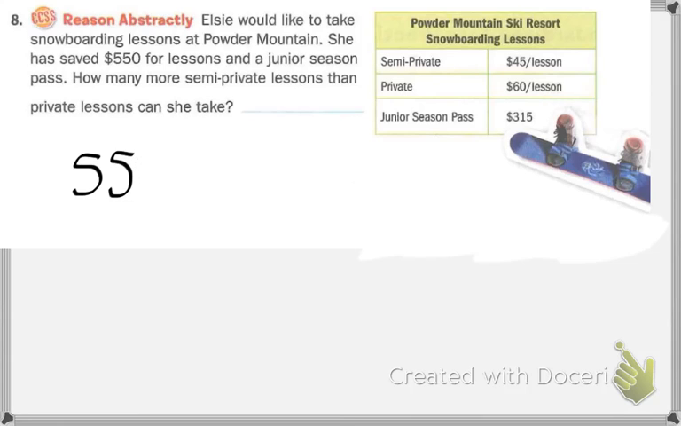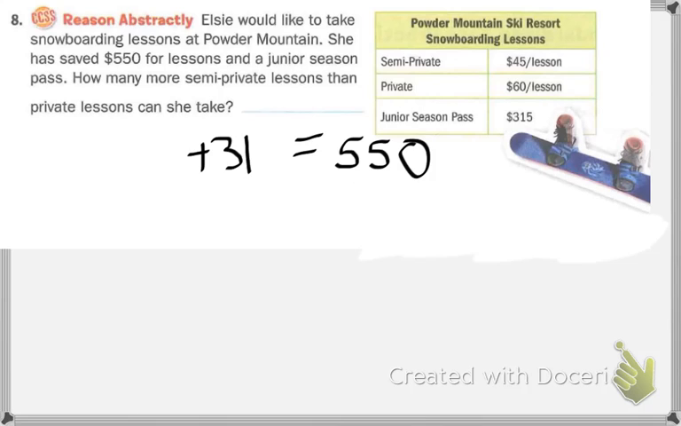Now, it occurs to me, we could just write this another way too. We could write this as an equation. All of it's going to equal 550, or no more than 550. So equals 550. Okay, so she's going to have a season's pass. That's going to add to her cost. It's only going to happen once. So plus 315.